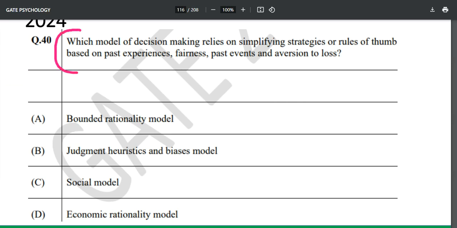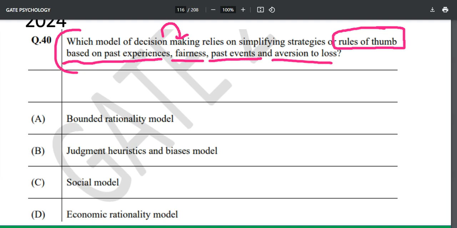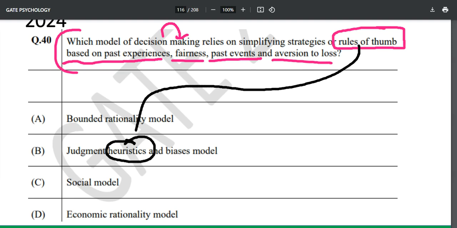Which model of decision making relies on simplifying strategies or rules of thumb? As soon as you saw these rules of thumb, based on past experiences, fairness, past events, and aversion to loss, what is going to be the appropriate answer? Just try to think on that. As soon as you see these rules of thumb, you will find this heuristics and biases model, and this is the only correct answer.